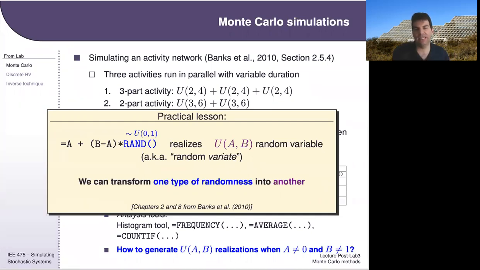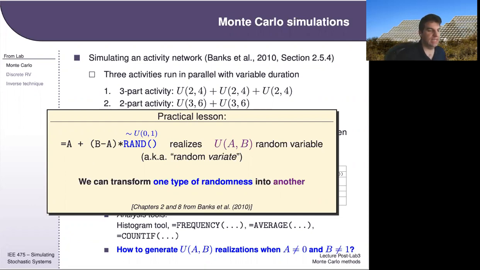So this general idea of using a formula to turn 0 to 1 into whatever distribution we want is a powerful thing that we will use throughout the rest of the semester, and is what is used behind the scenes when you ask Excel for, say, an exponential random number or a normally distributed random number, and so on and so forth. So this is just the tip of that iceberg.